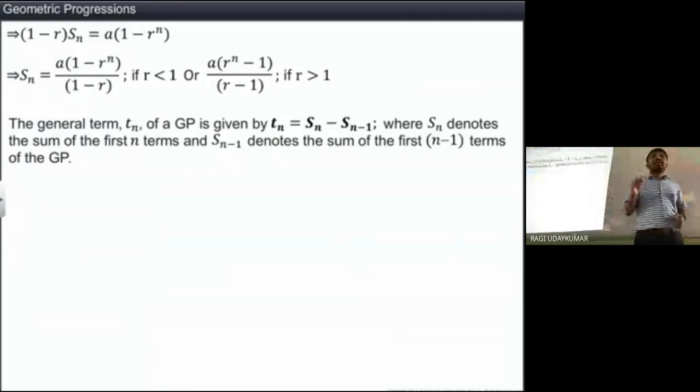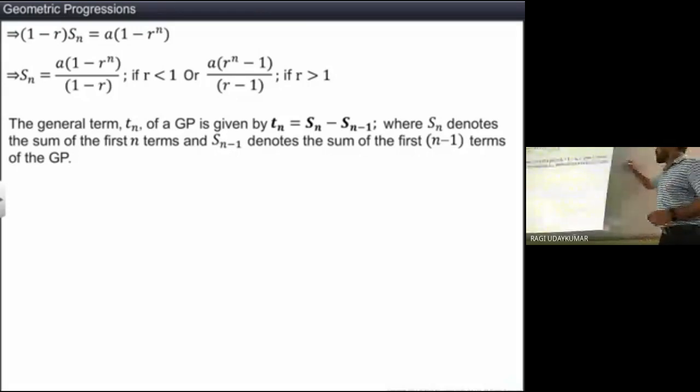So here, take the geometric progression 10, 20, 40, 80. How many terms have I written? 4 terms. I want the fourth term.